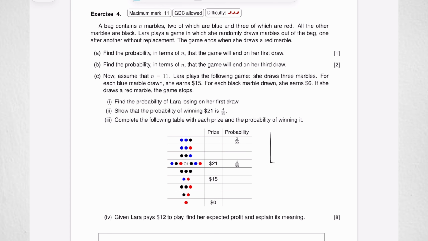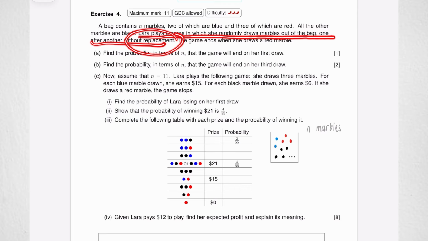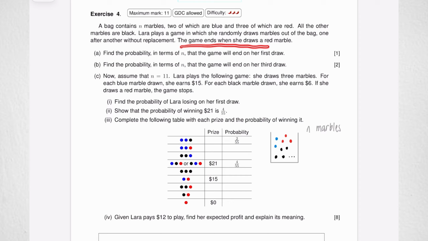All right, so a nice probability question, one that involves a little game. These are usually the trickiest probability questions, the ones that involve multiple items in the same question. So let's see what's happening in this scenario here. We have a bag which contains n marbles. 2 of these marbles are blue, 3 are red, and all the others are black. We don't know how many exactly, but they're all black. Lara plays a game in which she randomly draws marbles out of the bag, one after another without replacement. This is very important.